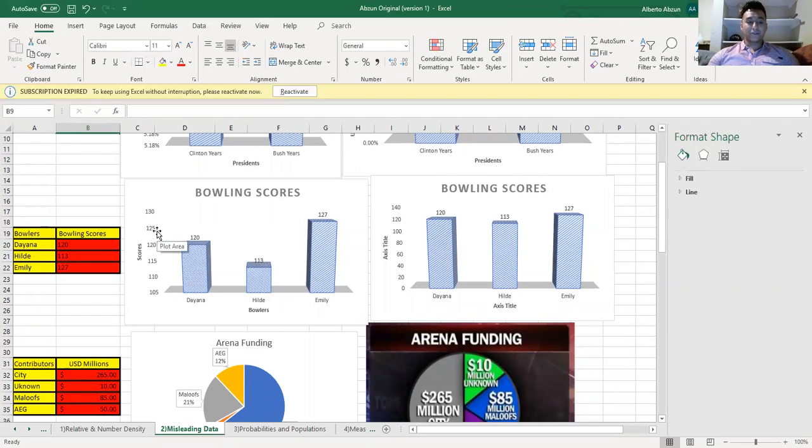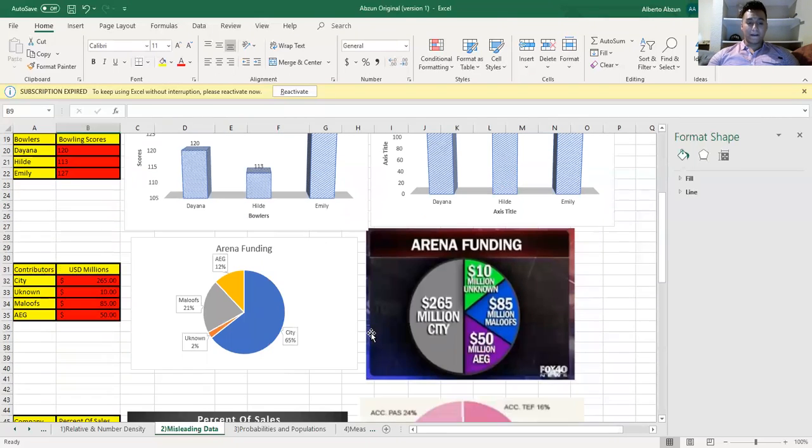This is the same example here. They started the vertical axis at 105 scores, 105, but it's supposed to be starting at 0. And when you fix that problem, you can see that the differences are not that big. And I put data labels right here on top of the chart so you can have a better view of them.